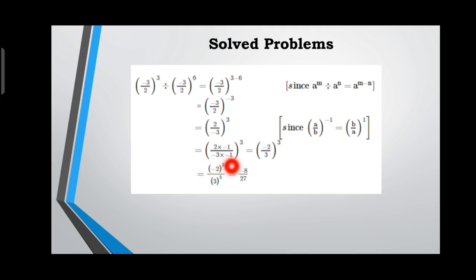Then 2 × -1, then -3 × -1. So why are we multiplying by minus 1? In a rational number, the denominator should not be negative. That's why we multiply both numerator and denominator by minus 1. So if you multiply, the answer will be (-2/3) raised to the power of 3. Now this power 3 applies to everything inside the brackets, so it will become minus 8 by 27. Am I clear children? Now let me show you another example.